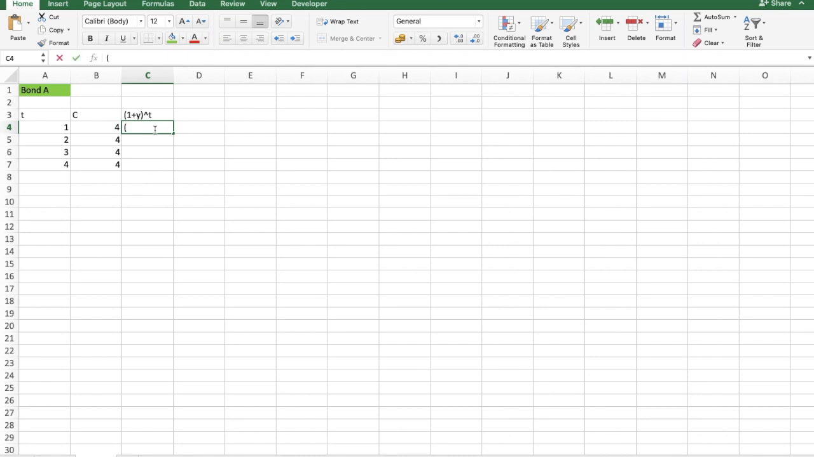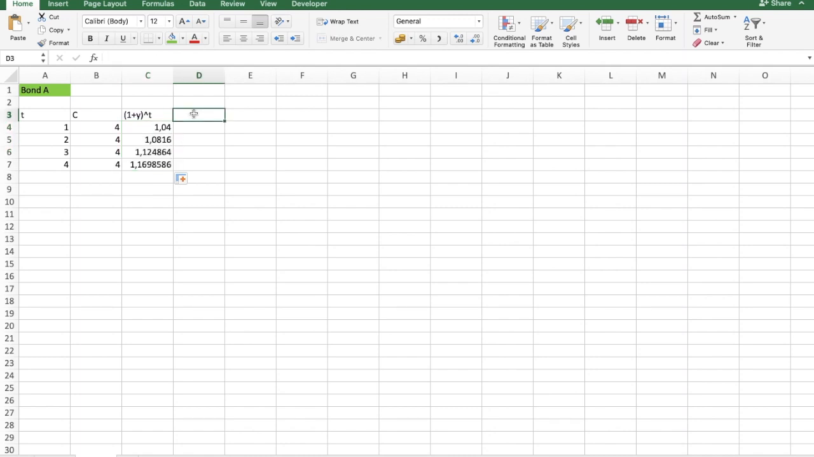So 1 plus 4%, which means 104 power t. Sorry, so I have to put the equal sign here so I can use the equation. Now I don't need to repeat the operation for every row, so I will just use it for the first row. Then I will scroll down, and it automatically computes the following present value factor.